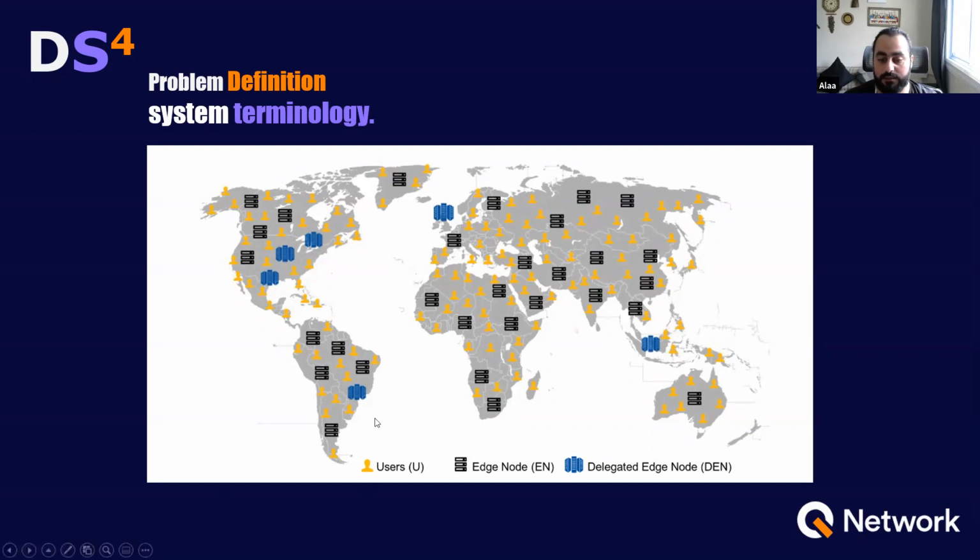Let's imagine that these icons here, the edge nodes, are distributed in lower density compared to the users. And then a few of these edge nodes are going to be selected to be delegated edge nodes. In the next slide, I'm going to explain what these terms mean. Just for the whole picture, the number of users is going to be way more than the edge nodes, and a few of these edge nodes will be selected to be delegated edge nodes for computing and for creating some centrality in the architecture.